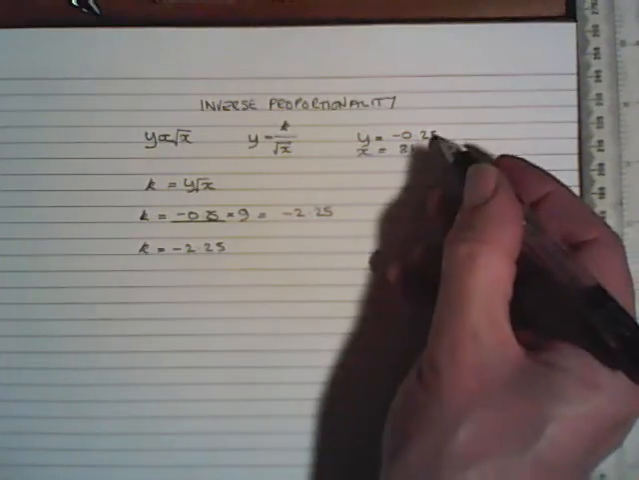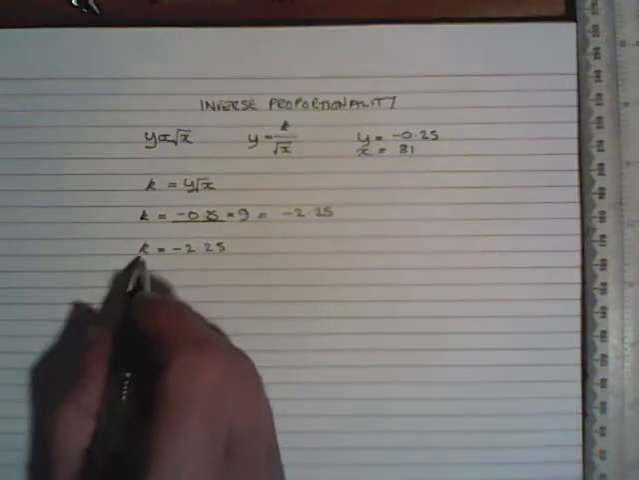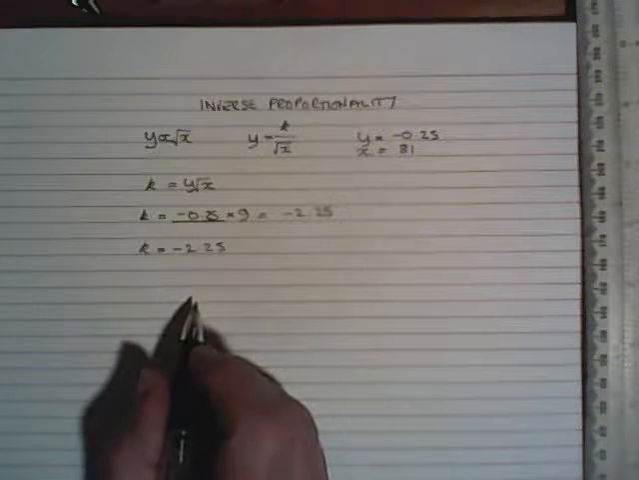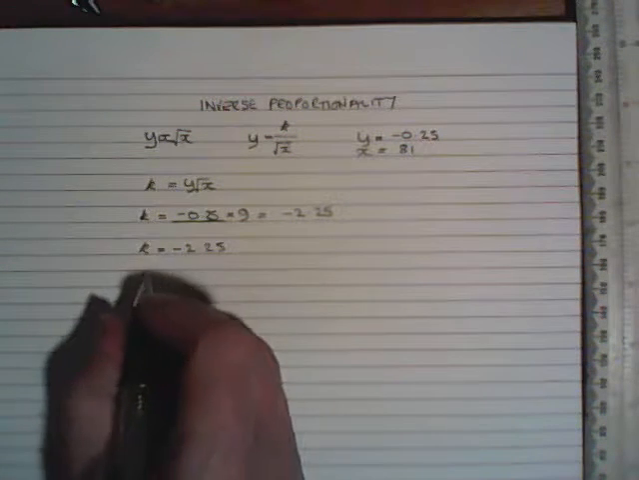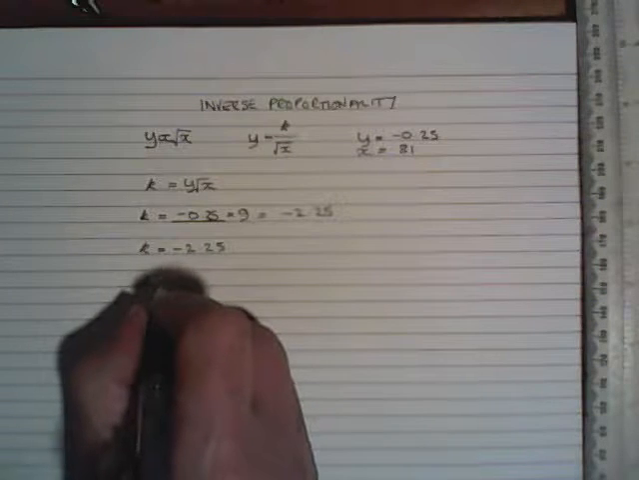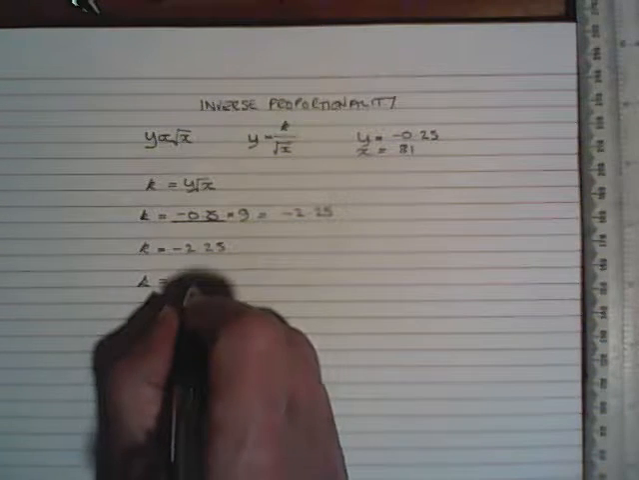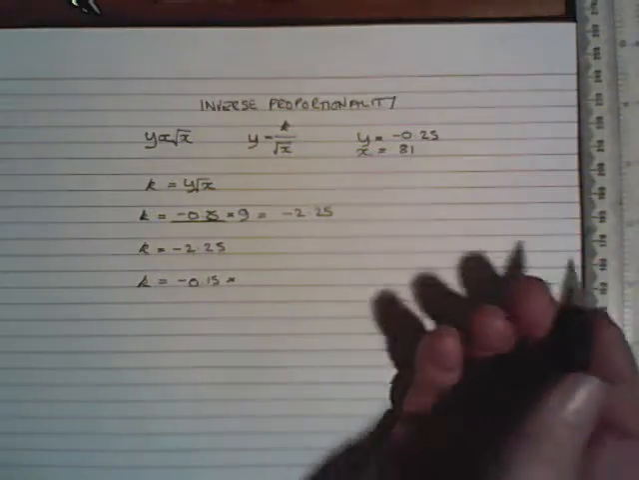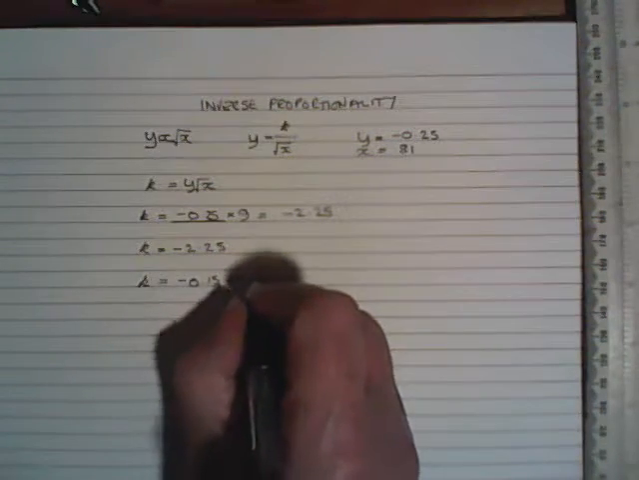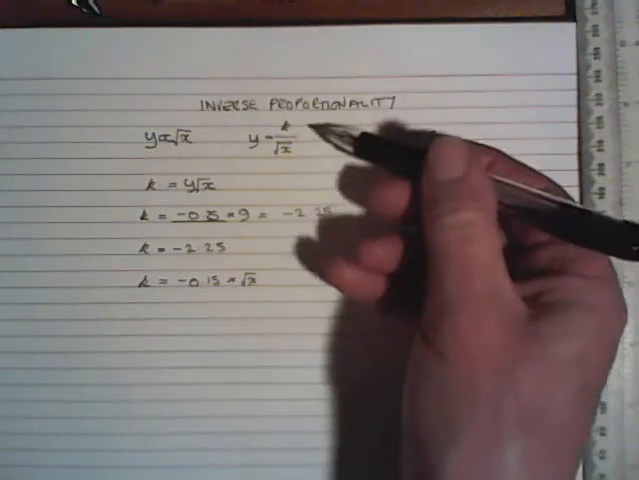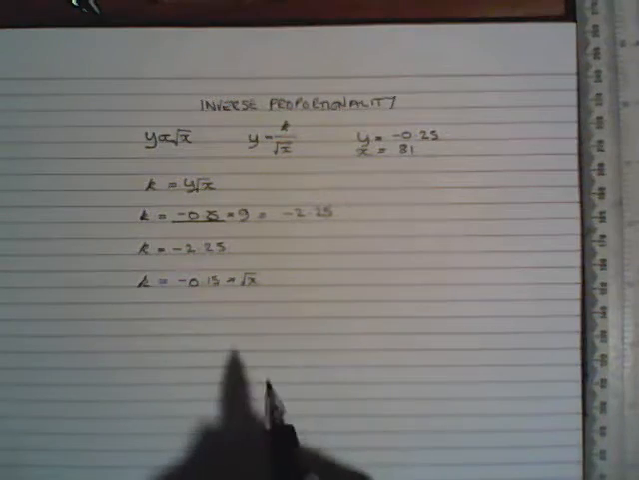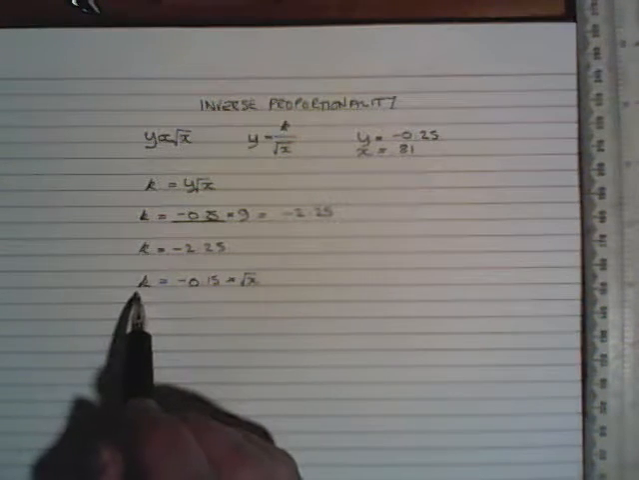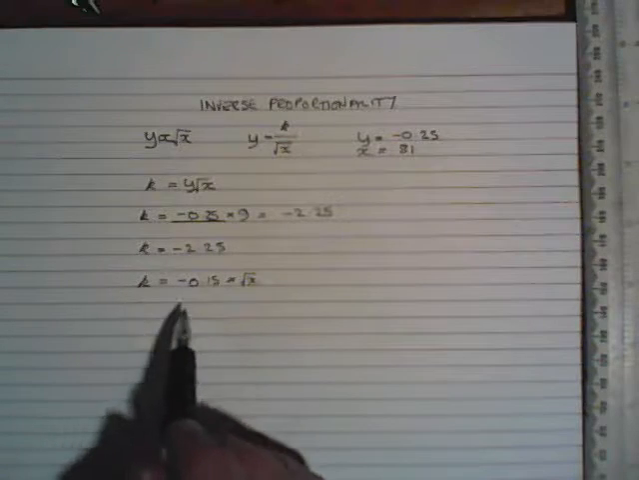Now, suppose, though, these two values were given. Suppose y changed, so y now changes to a value of minus 0.15. So we have the situation here where k is equal to minus 0.15 times, well, we don't know, it's going to be the square root of x. x is what we're trying to find, but we know that this is the original equation, and we found out what k is. So we've now got a situation whereby we find x, rearranging that.